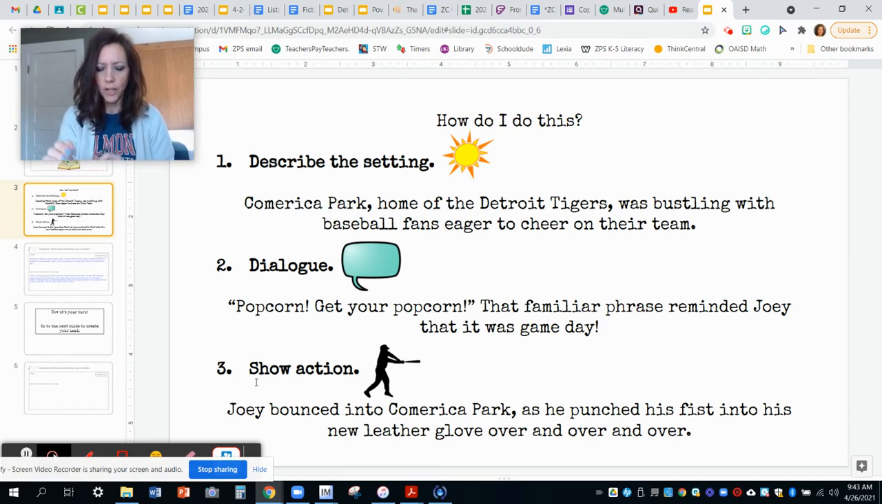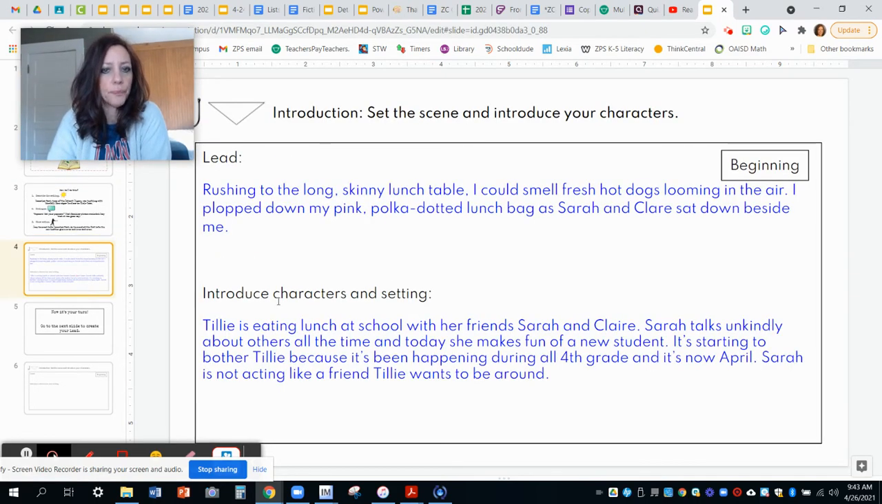So this is just the very beginning, just the first sentence in your realistic fiction top triangle, right? Let me show you my example. You remember last week when I showed you I had introduced the characters and the setting, and I said we're going to wait for the lead until next week. Remember, Tilly was eating lunch with her friends. That was kind of who was in it and where they were, talking about being at school. So I went back and I wrote my lead today.